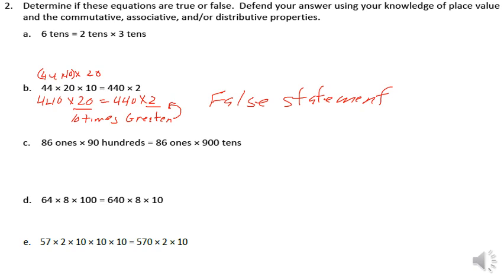If we go to D, I'm going to use the same type of idea here, as I'm going to go ahead and change it around, because this one here is 640 times 8 times 10. So if I change this around, it allows me again to change it around, where I did 64 times 10 times 8 times 10. Now I know 64 times 10 is 640 times 8 times 10, which happens to be exactly what I have on the other side. So this would be a true statement.